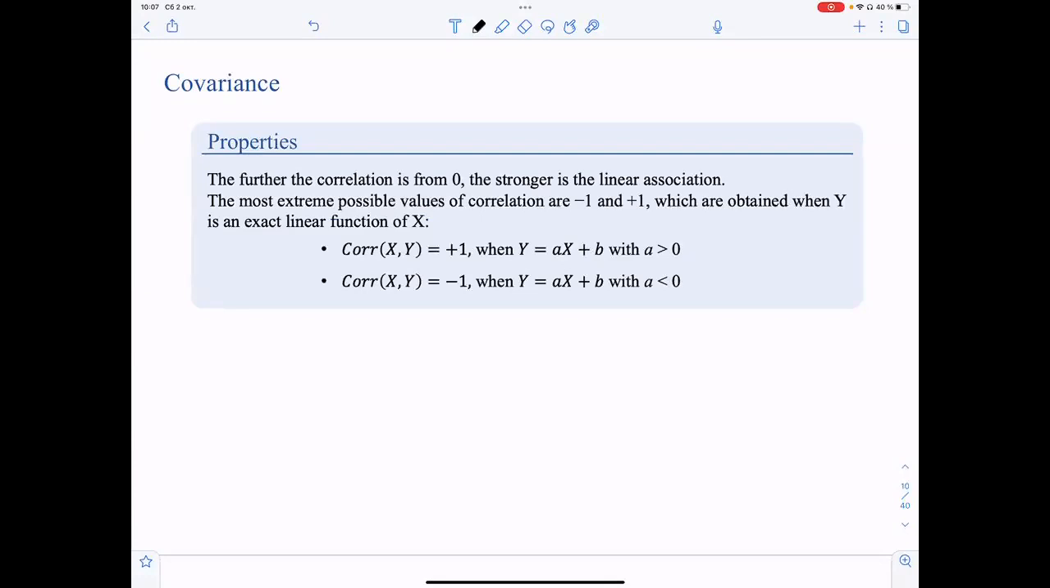If it is a +1, then you have a positive association. If it is -1, then you obviously have a negative association. And well, basically this is interpreted in that way.